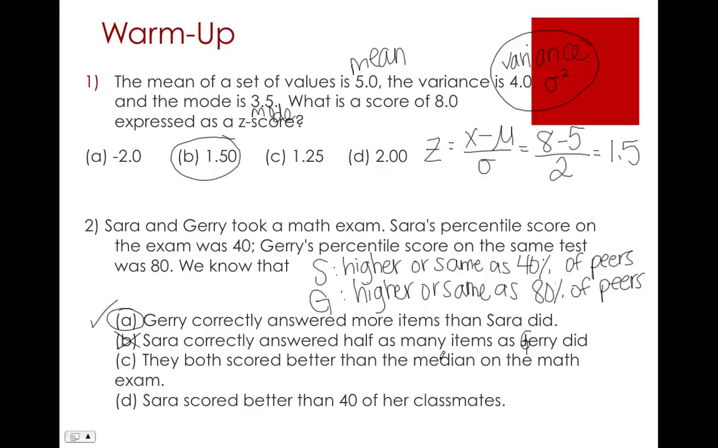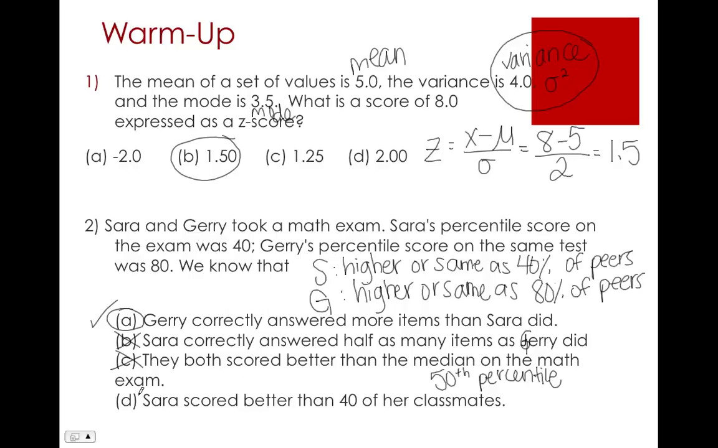C, they both scored better than the median on the math exam. No, this is not true. What percentile is the median? The median is the 50th percentile. Okay, so although I would say Jerry did better than the median, Sarah did not. She actually was below the median.